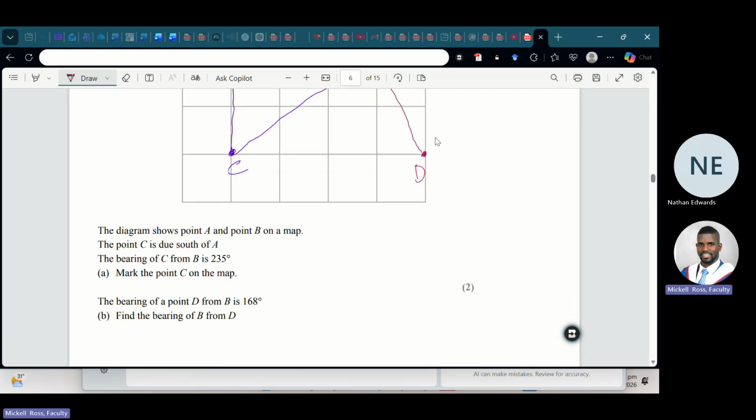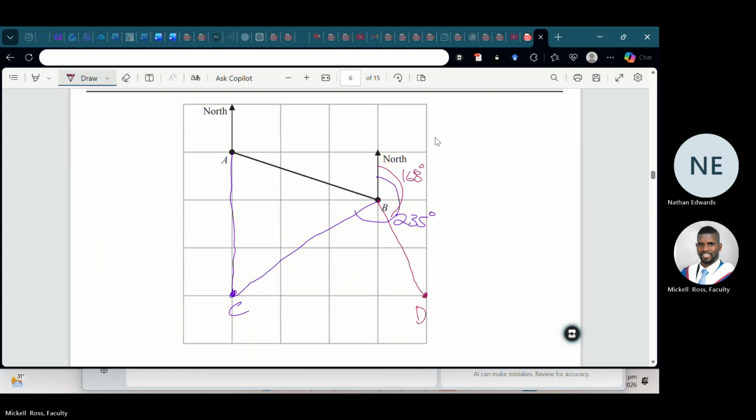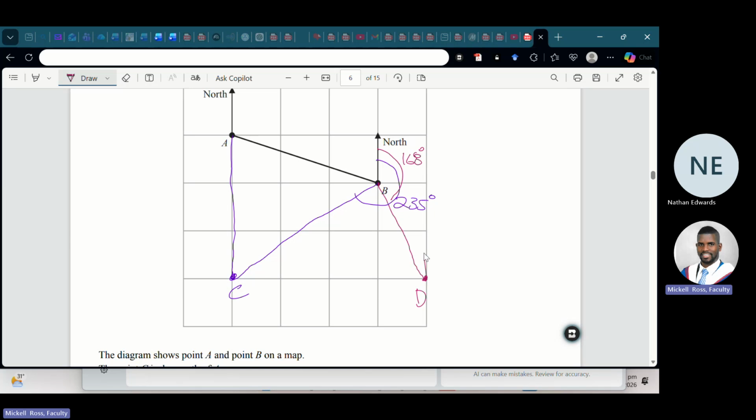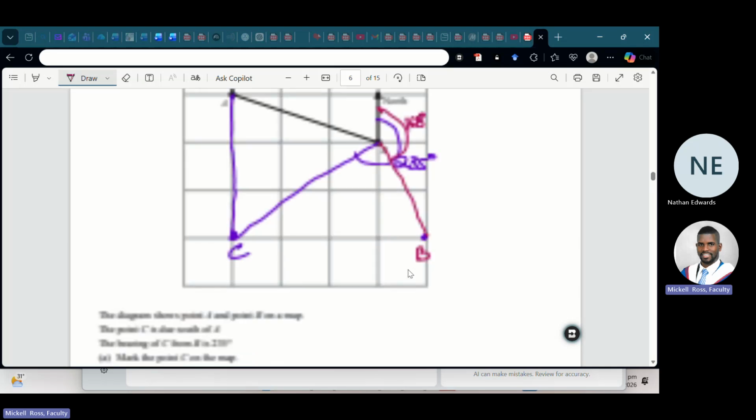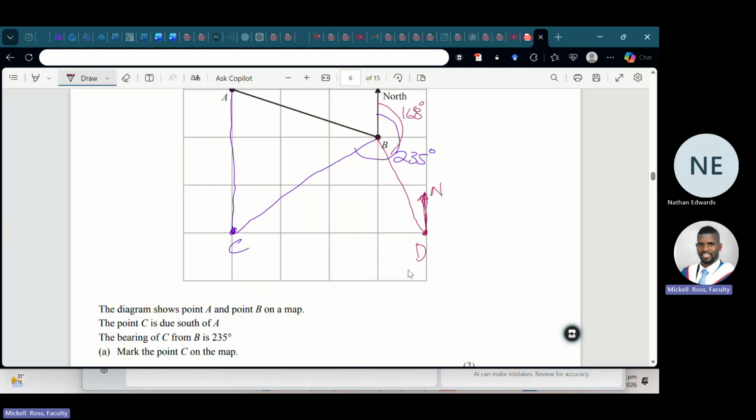All right, so now it says find the bearing of B from D. So we want the bearing of B from D. So we must know the north of D. Once you're going to leave a point, you must know the north of the point. So we need this bearing right here. So remember, your first bearing is less than 180, so you have to add 180. So the bearing of B from D is going to be 168 plus 180.